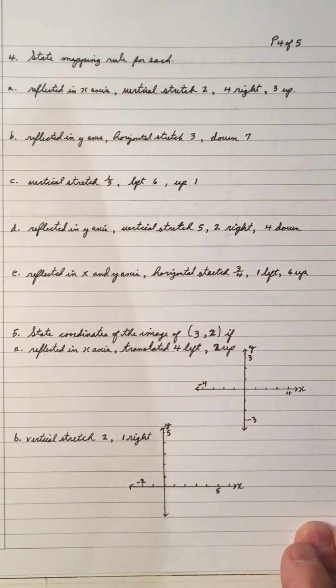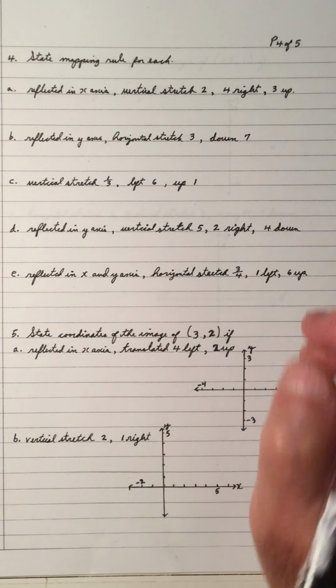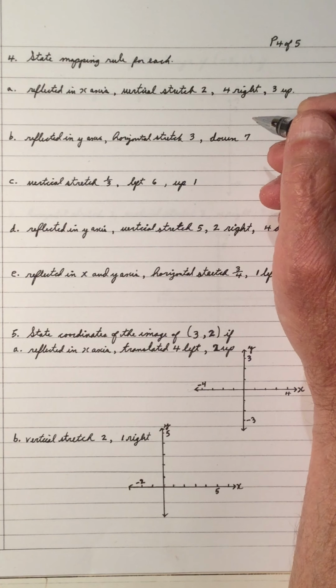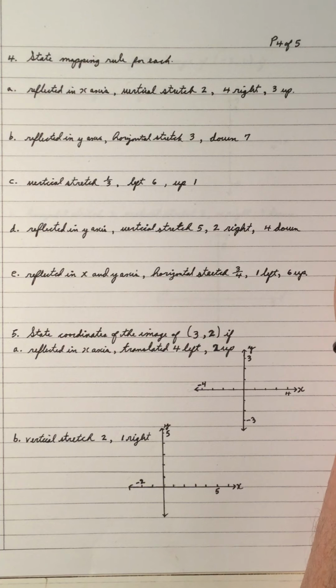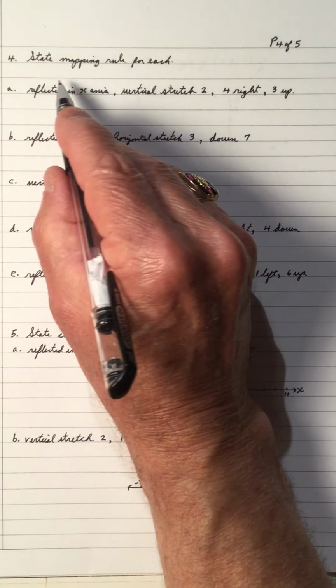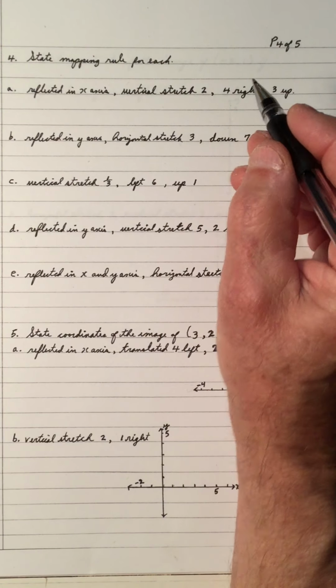Okay, let's continue. More to do. The more you do, the more you practice. And again, pause the video and work them out yourself. And press play again to see if you're right. That's one good way to see if you know what you're doing. Write the mapping rule for each. You notice I'm always switching back and forth.